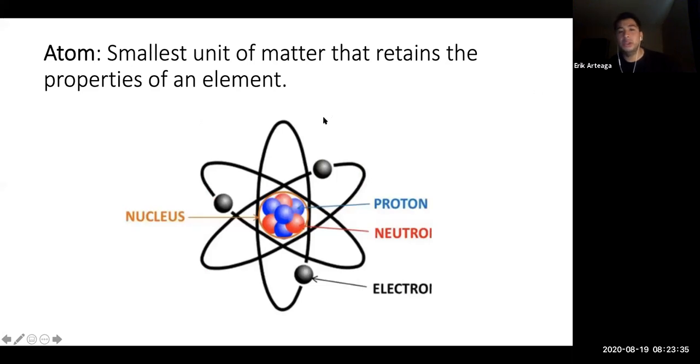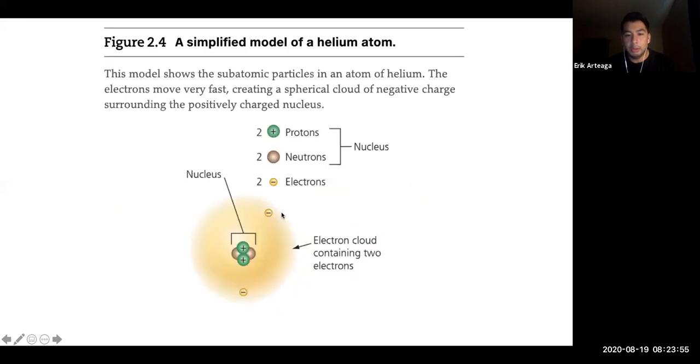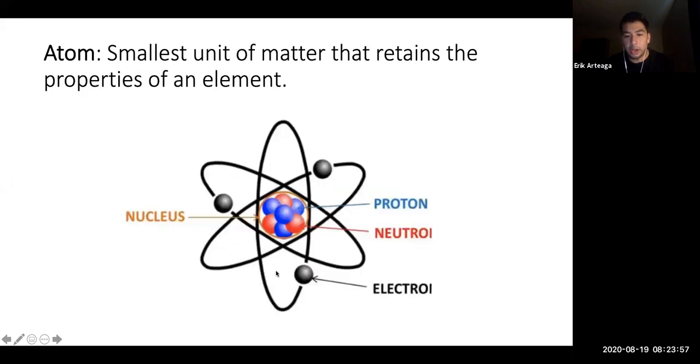So, atom: the smallest unit of matter that retains the properties of an element. We have a nucleus. In the nucleus, we have protons and neutrons. These are the two atomic particles that actually retain weight, okay? A proton will contribute to that atomic mass that I mentioned earlier. And then an electron, which has a negative charge, is going to be circling that nucleus, okay? So protons and electrons do have charges, whereas electrons really don't have weight, okay?